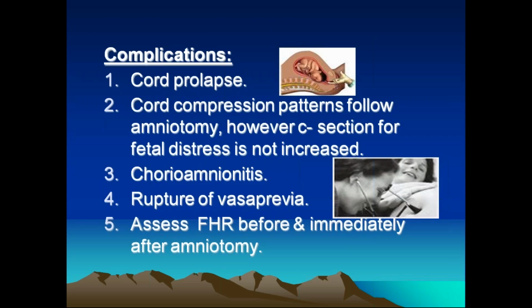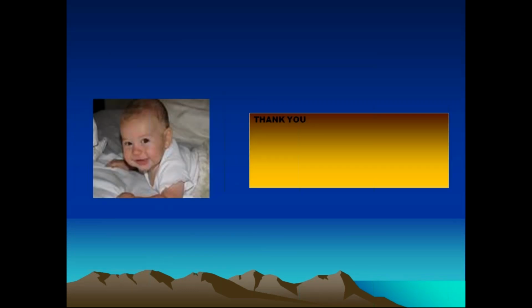Complications with amniotomy, that is rupture of membranes: we can see either a cord prolapse or a cord compression pattern following amniotomy. Then we'll go with cesarean section if fetal distress does not decrease, and infection may be there because we are rupturing the membranes, and rupture of the vasa previa may be seen. In some cases with vasa previa, there will be rupture of the vessels. And before amniotomy, we have to assess the fetal heart, and immediately after amniotomy also, we have to monitor the fetal heart. So this is all about the induction of labor.